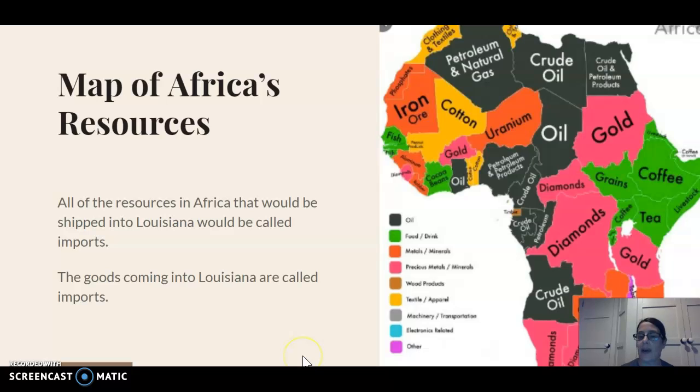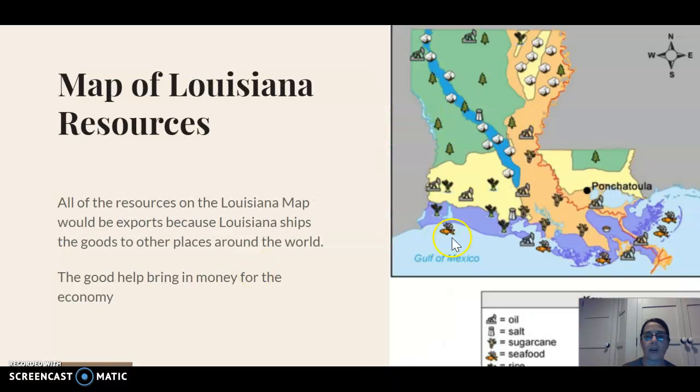So let's remember that when you are taking your quiz on your Google form. Remember, anything coming into Louisiana is called an import. Anything shipped out of Louisiana, that's Louisiana's goods. Let's go back to that slide. All of these goods that Louisiana has in its land are called exports. So if we own them and we ship them out, they're called exports.